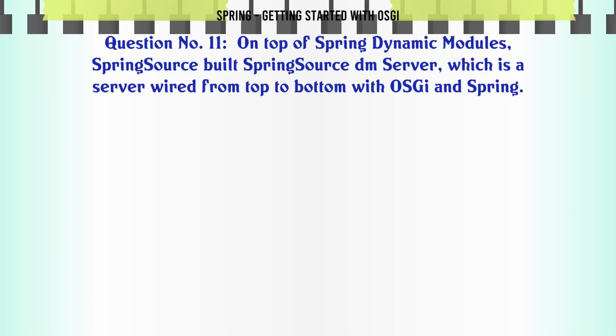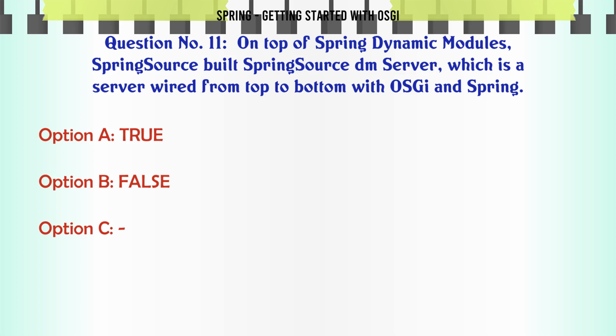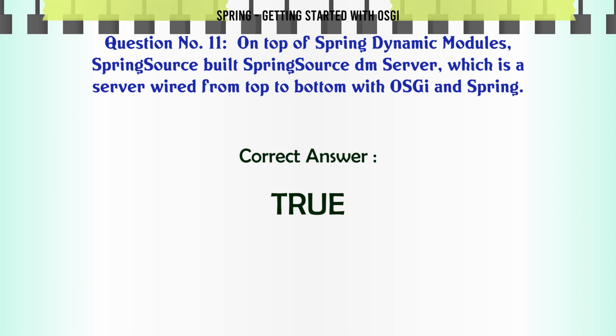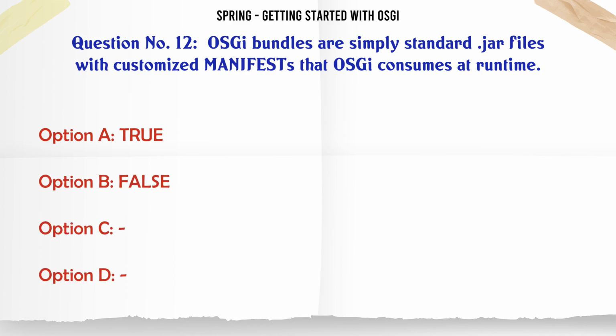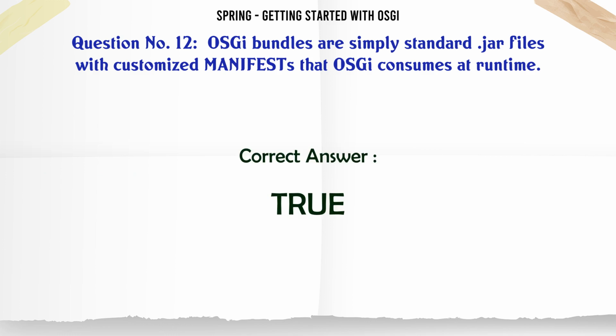On top of Spring Dynamic Modules, SpringSource built SpringSource DM Server, which is a server wired from top to bottom with OSGi and Spring. A. True, B. False. The correct answer is true. OSGi bundles are simply standard .jar files with customized manifests that OSGi consumes at runtime. A. True, B. False. The correct answer is true.